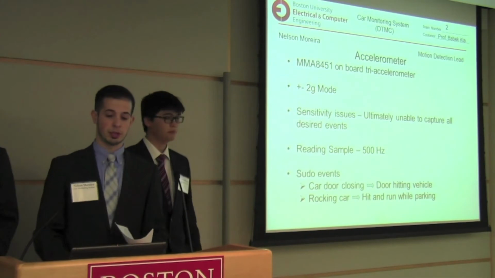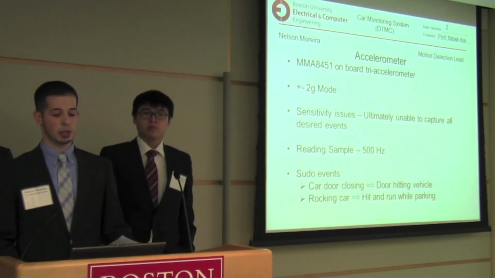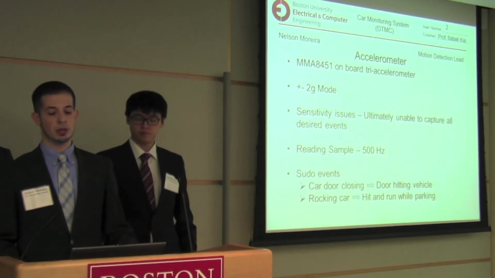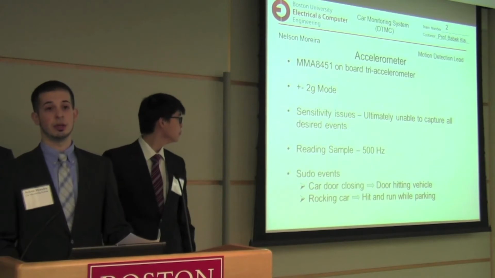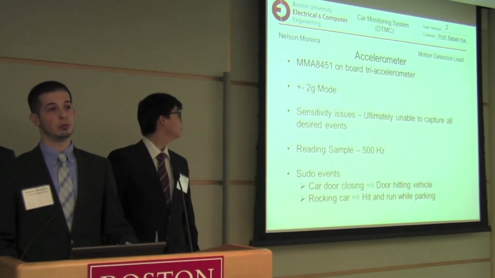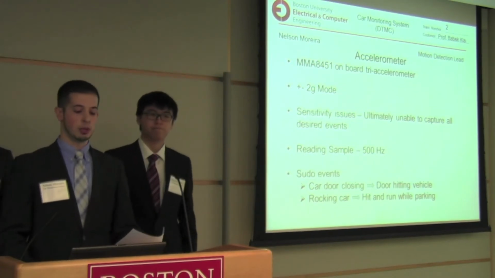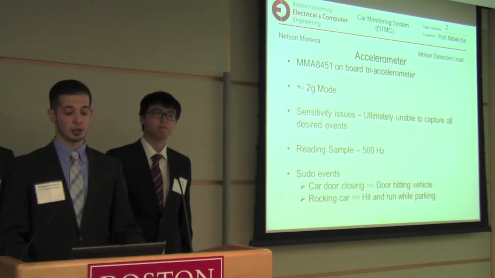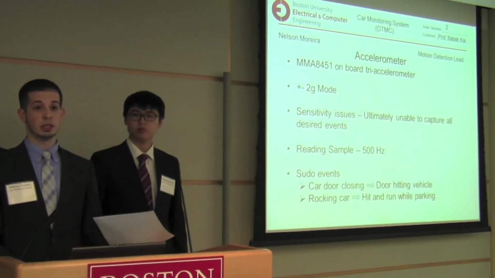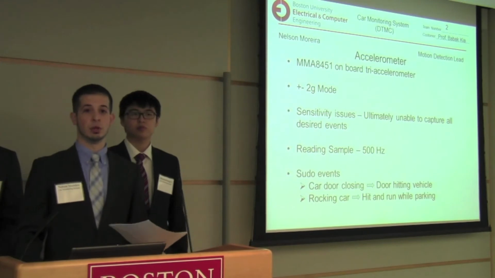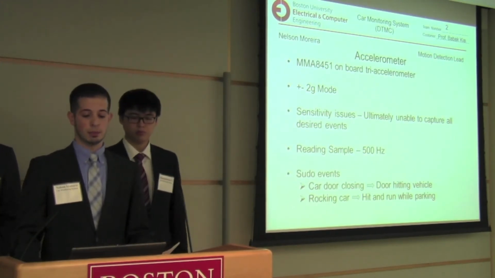So I was responsible for the accelerometer, which is what's used to detect particular events, and we use the MMA8451, which is actually a tri-axis accelerometer, which was on our development board from Freescale. We use the accelerometer in plus or minus 2G mode, which means that it can detect acceleration up to 2 units of gravity. We read the samples at 500 hertz, or every 2 milliseconds, and we did encounter some sensitivity issues.